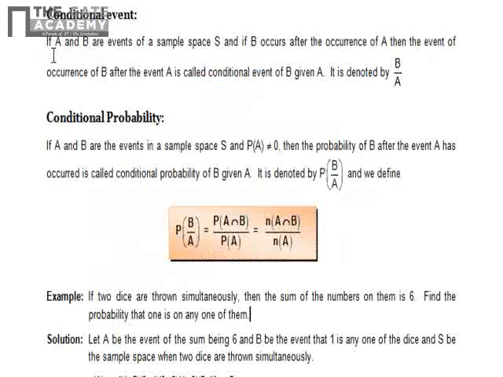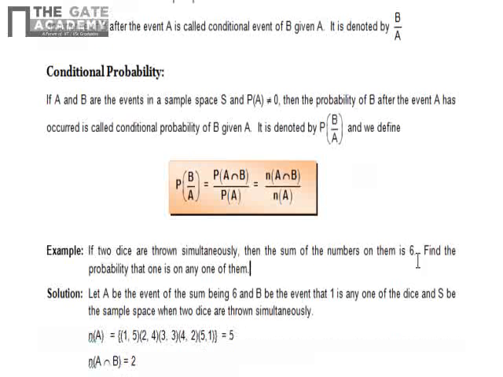Now we'll see the conditional event. If A and B are events of sample space S and B occurs after the occurrence of A, then the event of occurrence of B after the event A is called the conditional event of B given A. It is denoted by B upon A. The formula is this. We'll understand this by one example.